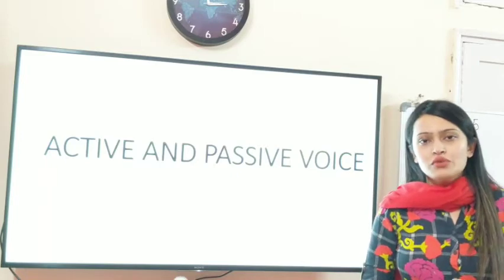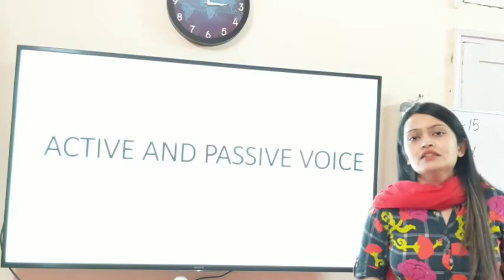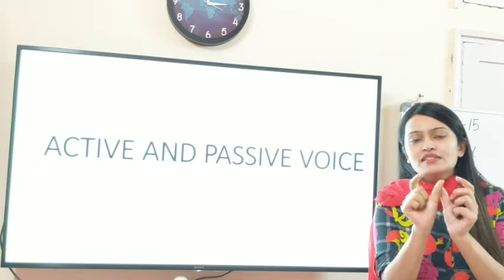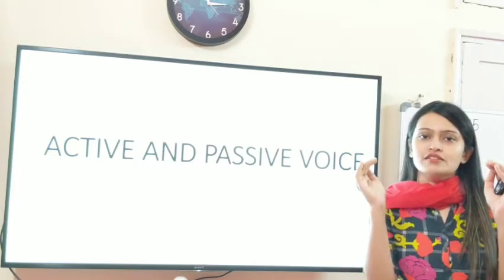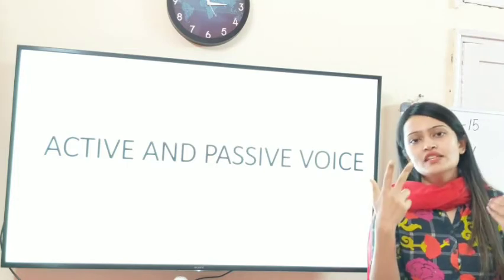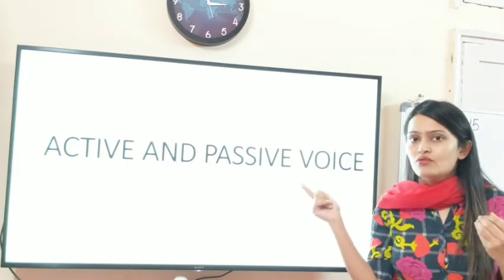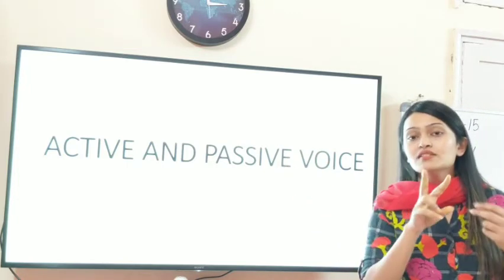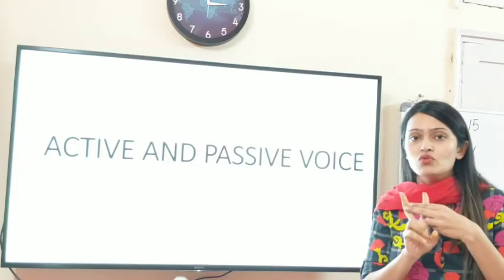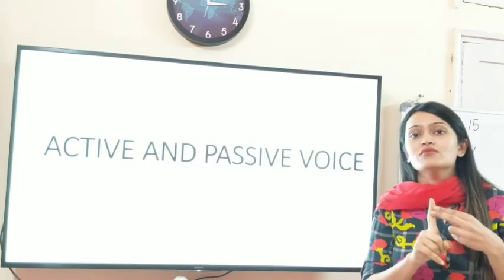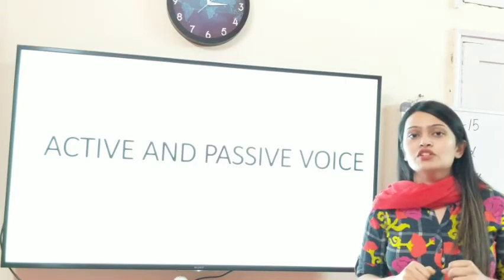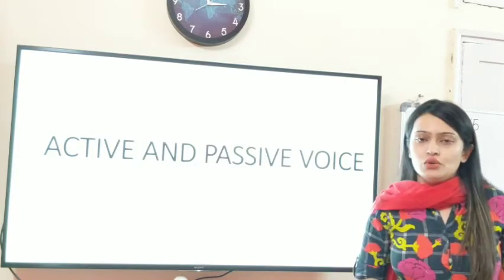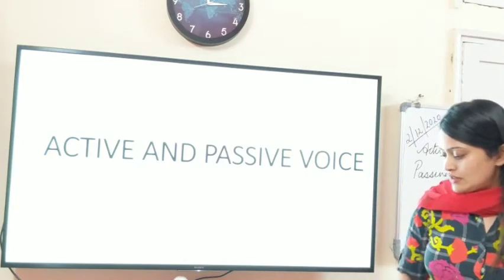Children, the way we speak our sentence, the way we place the words in a sentence, the way we structure and construct it, can be in two ways: active voice and passive voice. Okay, so what is the difference between active voice and passive voice? What do we understand by active voice? What do we understand by passive voice? How do we use it? We are going to learn in this chapter. Okay, children, so let's continue.